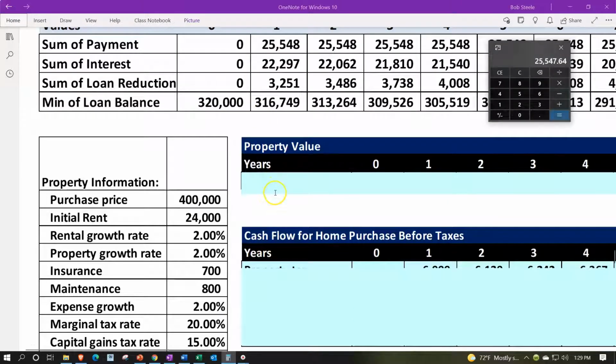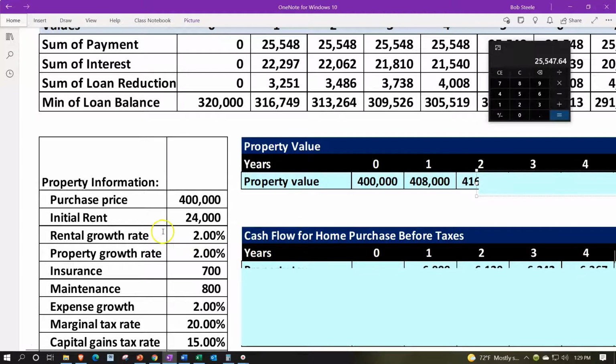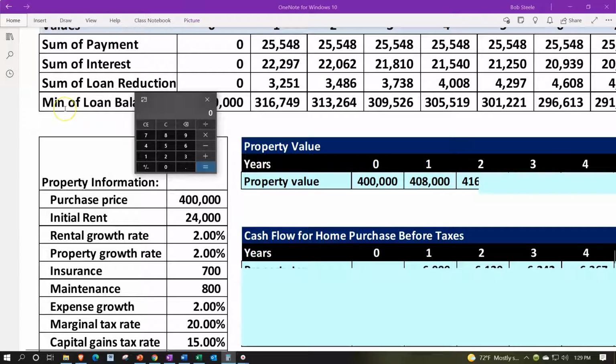Then we're going to calculate the property value. We're going to say it started out at 400,000 and goes up by 2%. We can calculate that by saying 400,000 times 0.02 is 8,000 in the first year, plus the 400,000. There's the 408 in year one after year zero. We can get there also by saying 400,000 times 1.02, or 102%, getting us right to the 408.